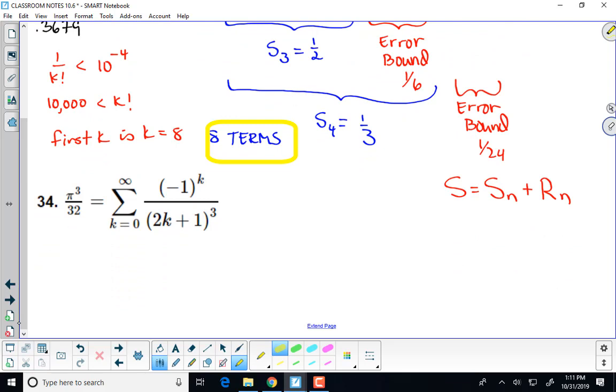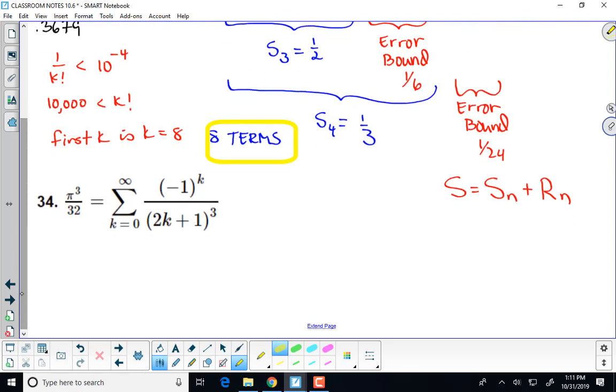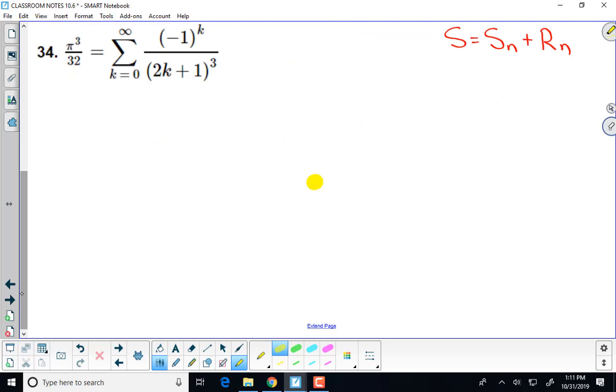How did you get 10,000 from 10 to the negative 4? That's 1 over 10,000, and then we cross-multiplied. So it was 1 divided by 10,000, cross-multiplied, puts it in the numerator. Okay, that works. All right, so let's do this one.